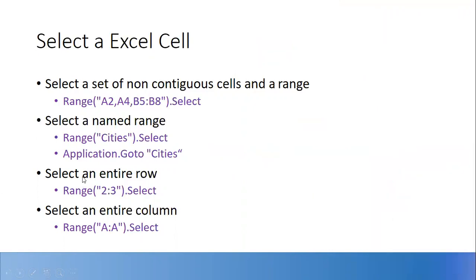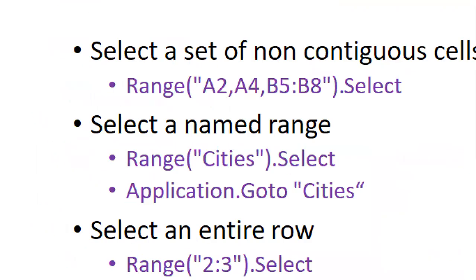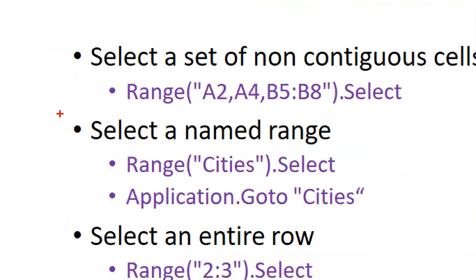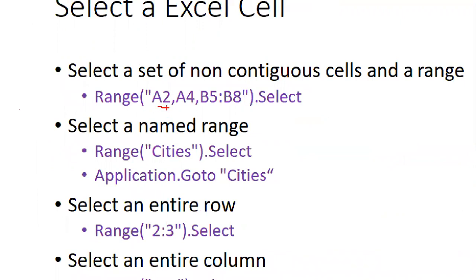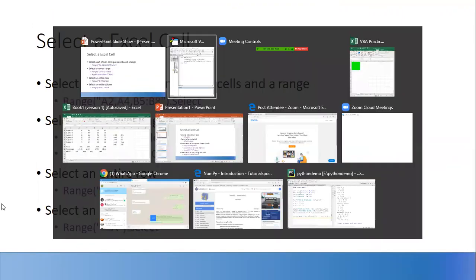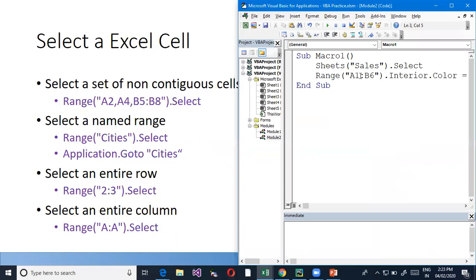You want to select that. In that case, what do we do? We can also use it like this. In this case, we are telling it we want to select A2 as well as A4, and then B5 to B8. So this is how we select. So I want to select, say, A2, comma, A4, comma, and then select from B6 to B10 or something.